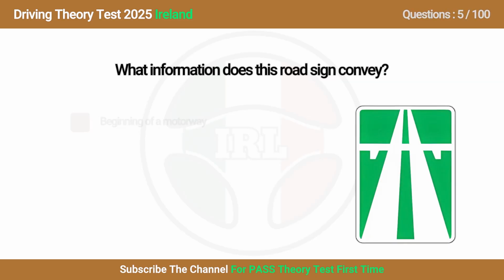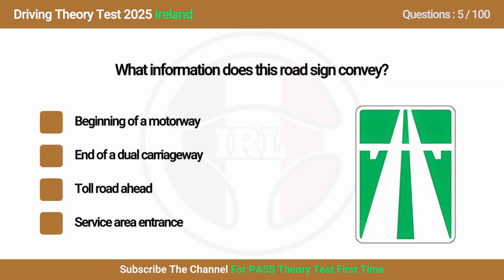Question 5. What information does this road sign convey? A. Beginning of a motorway. B. End of a dual carriageway. C. Toll road ahead. D. Service area entrance.